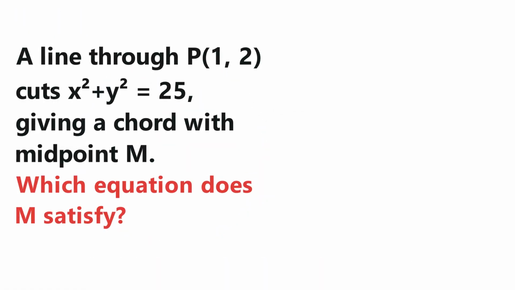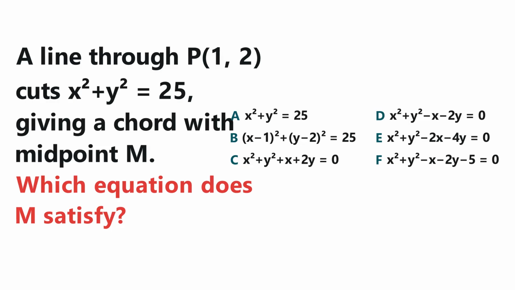A line through P with coordinates (1, 2) cuts a circle x² + y² = 25. M is the midpoint of the chord. So, which of these 6 equations describes where M can be?